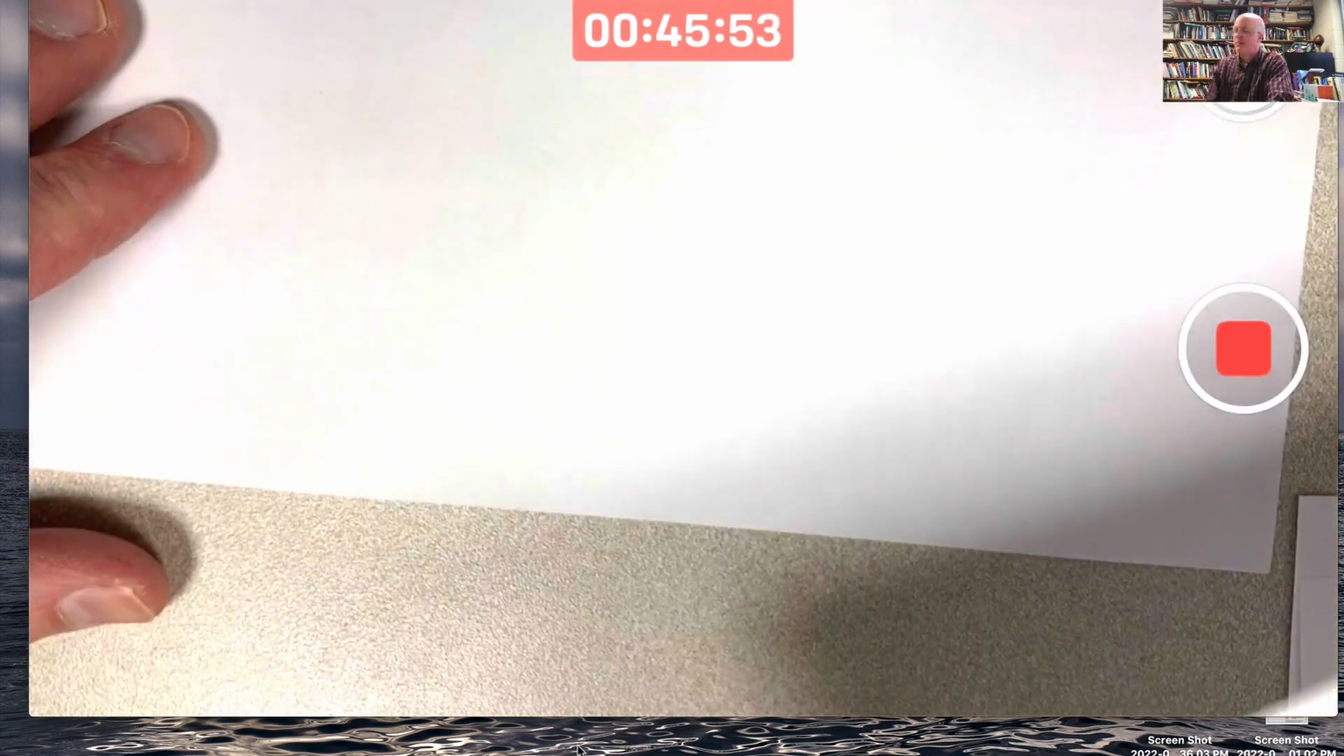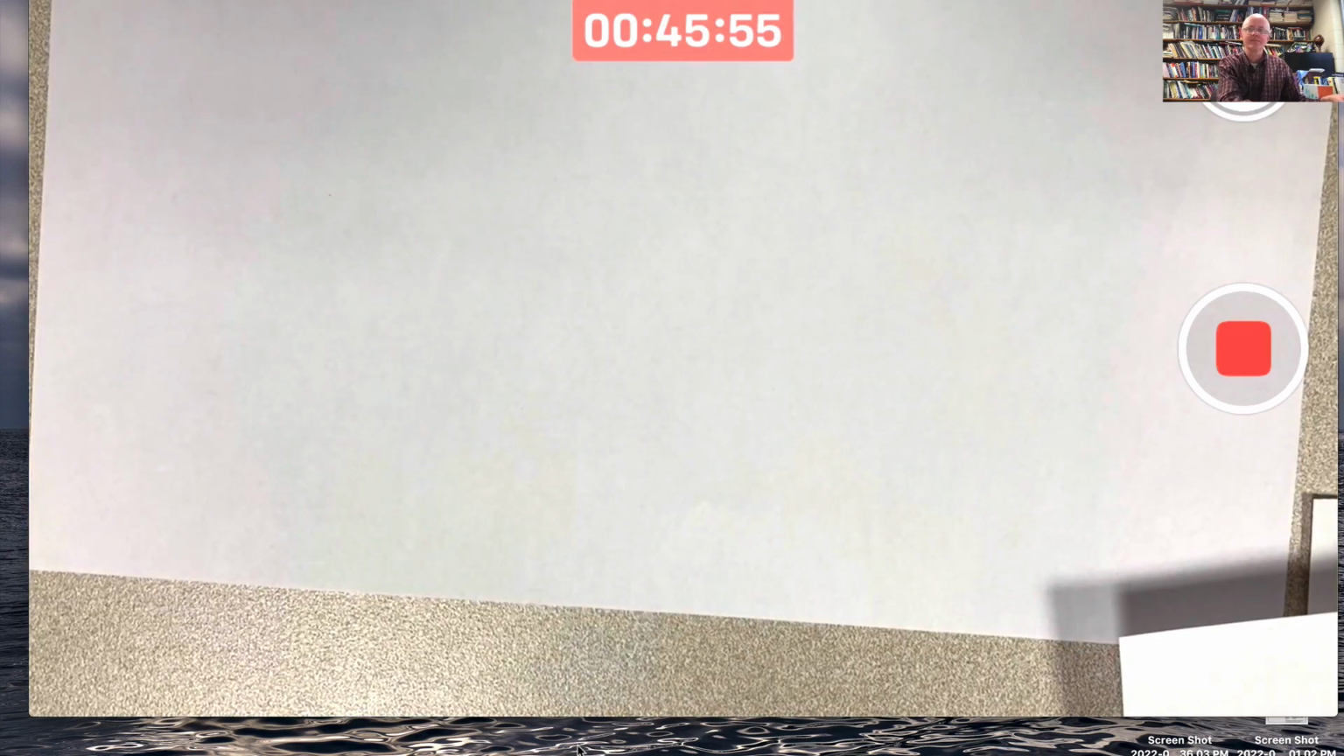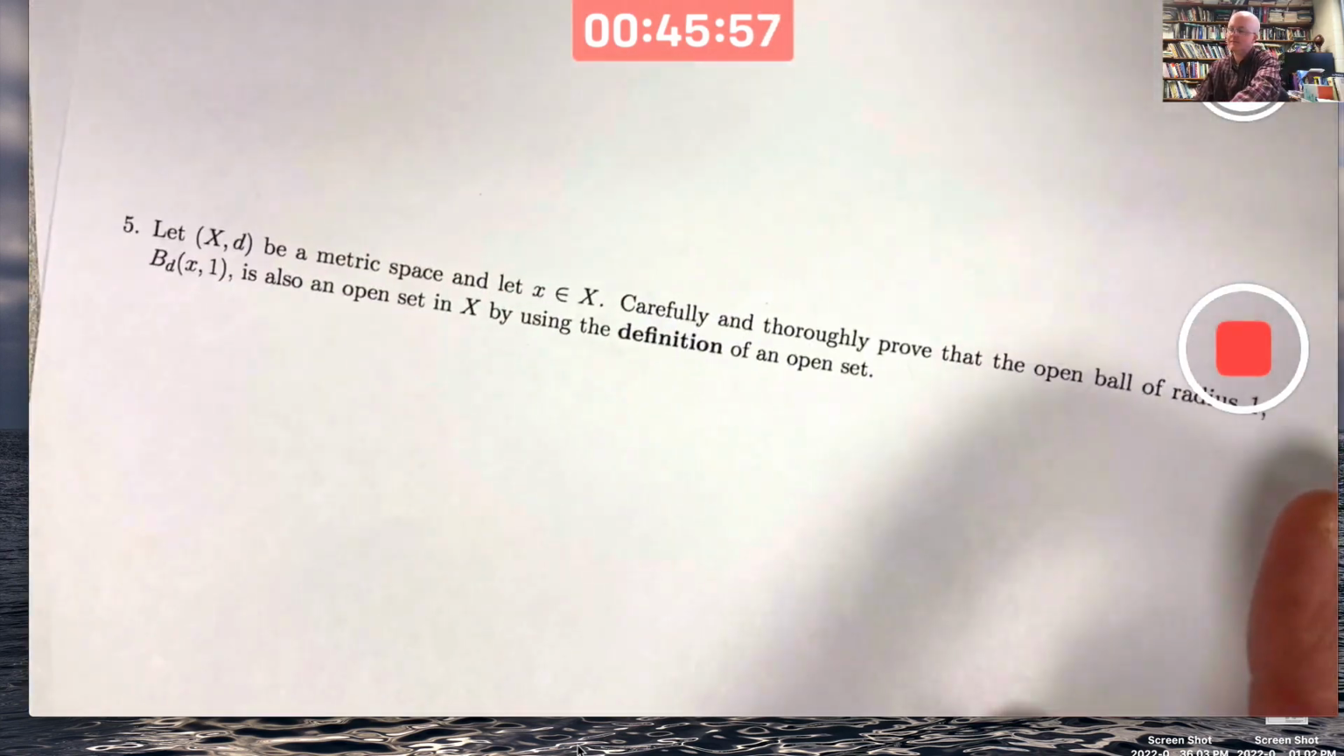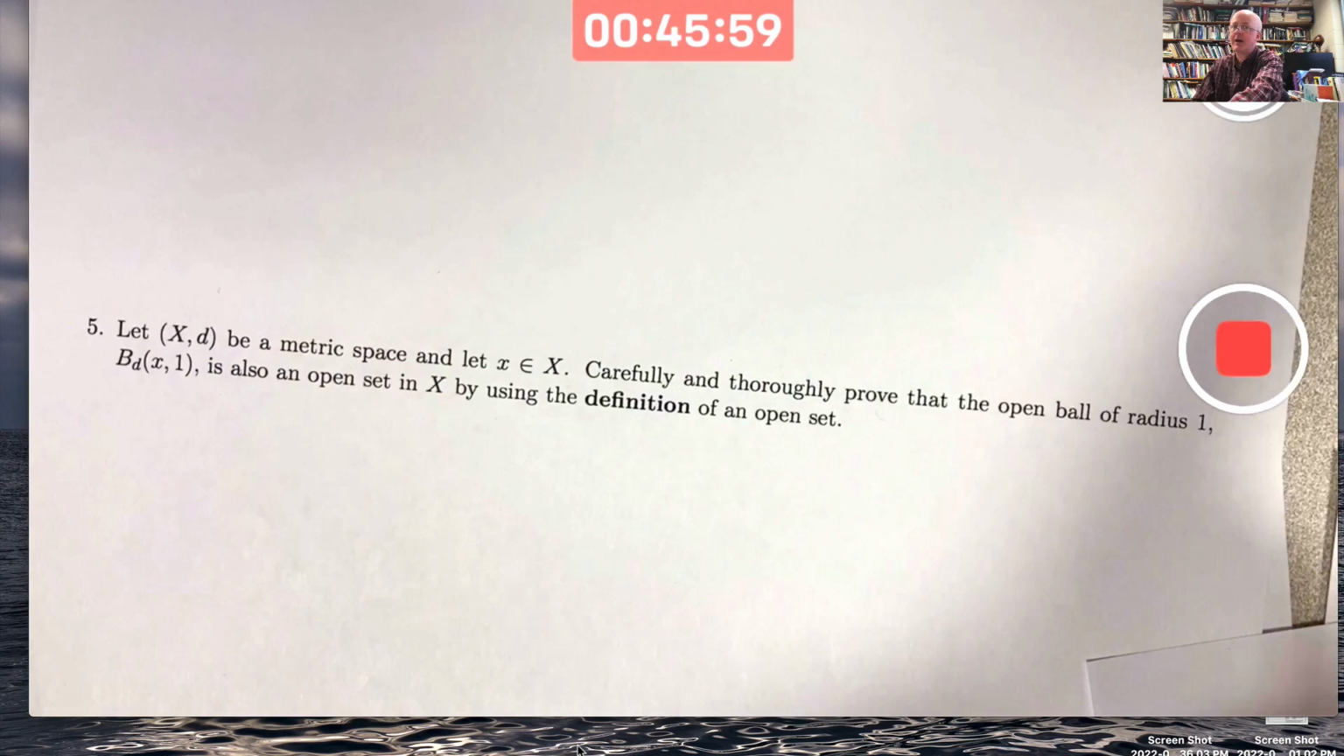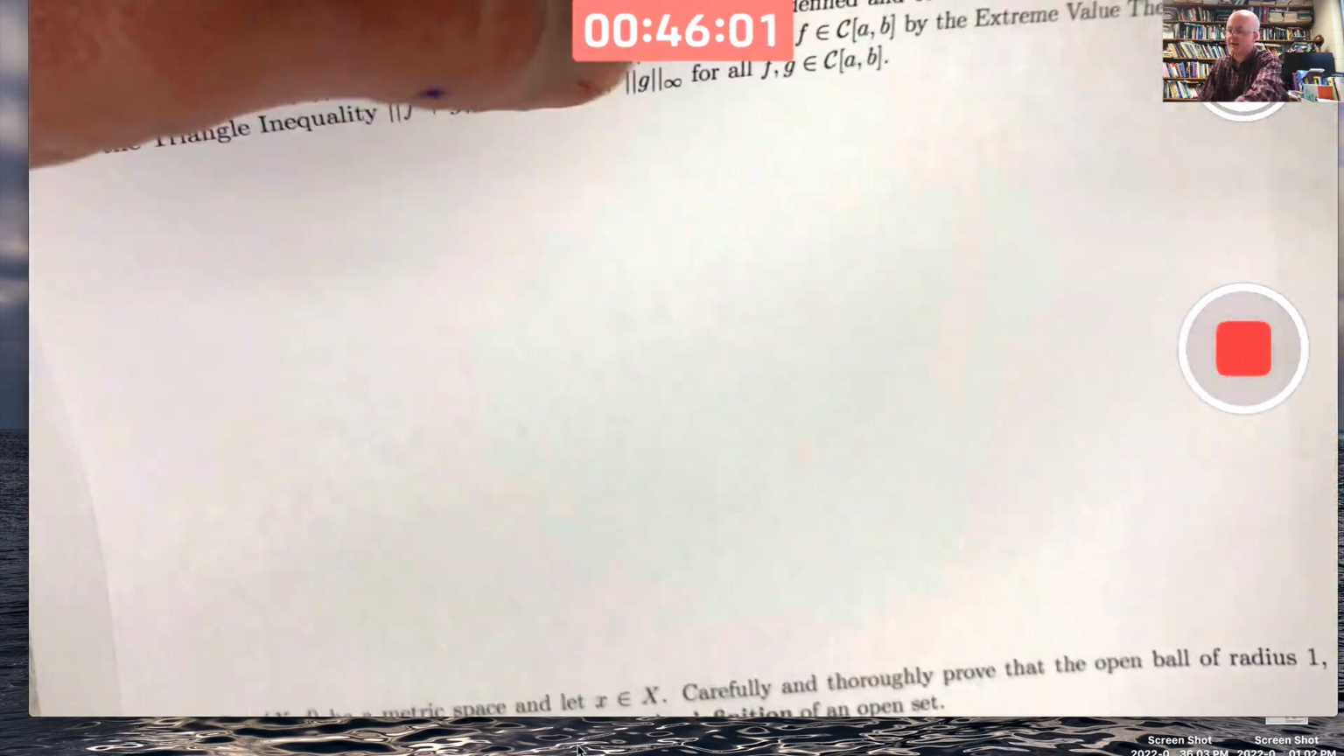On to your favorite part, the proofs. Am I kidding or not? Is it your favorite part or not? I don't know. I don't know who you are.